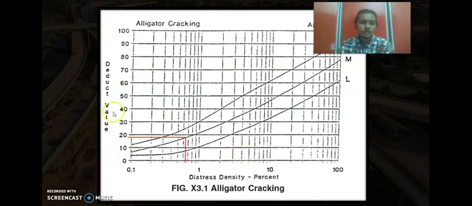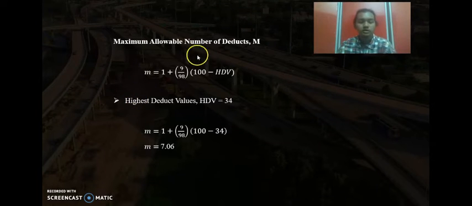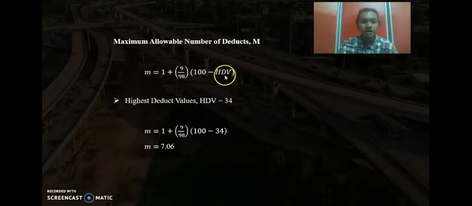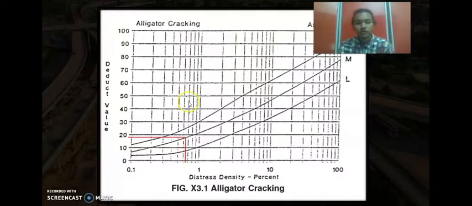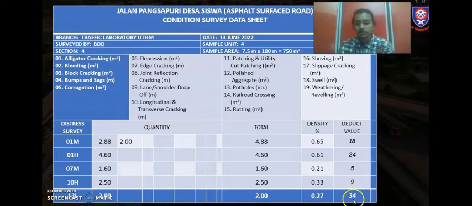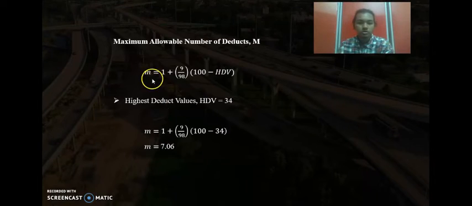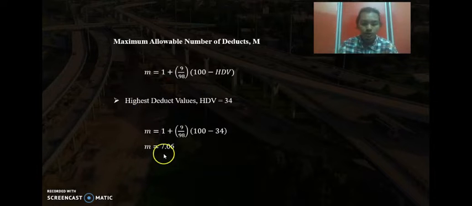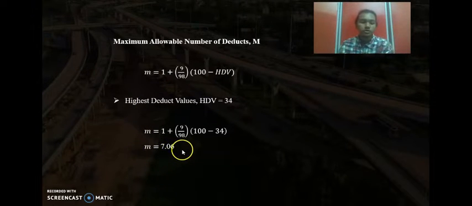When we get the deduct value for all the distresses, we must calculate the maximum allowable number of deducts. The formula is M = 1 + (9/98) × (100 − HDV). HDV is the highest deduct value. The highest deduct value for this example is 34 for the potholes. When we put it in the formula, we get M equal to 7.06.